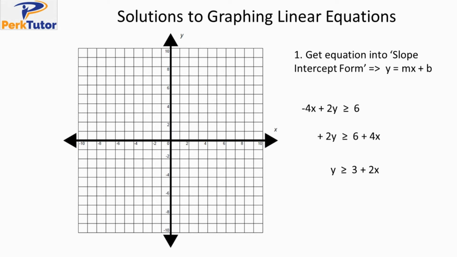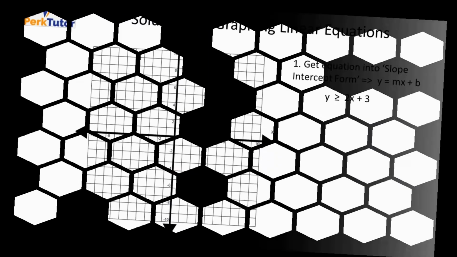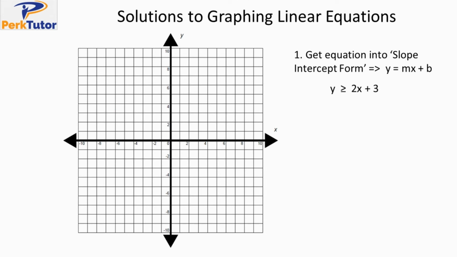This gives you y is greater than or equal to 3 plus 2x, but it's not really in the y is equal to mx plus b format. So swap the position of the last 2 terms, which gives you y is greater than or equal to 2x plus 3. Next, you'll need to find the y-intercept, which in this case is 3.